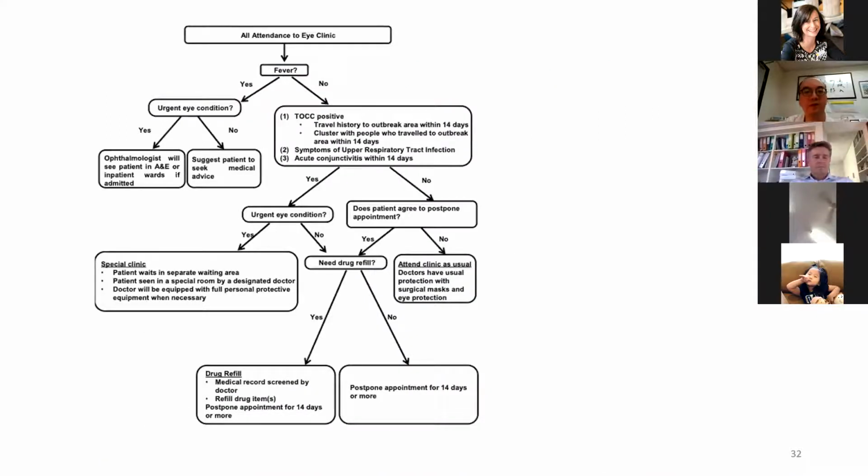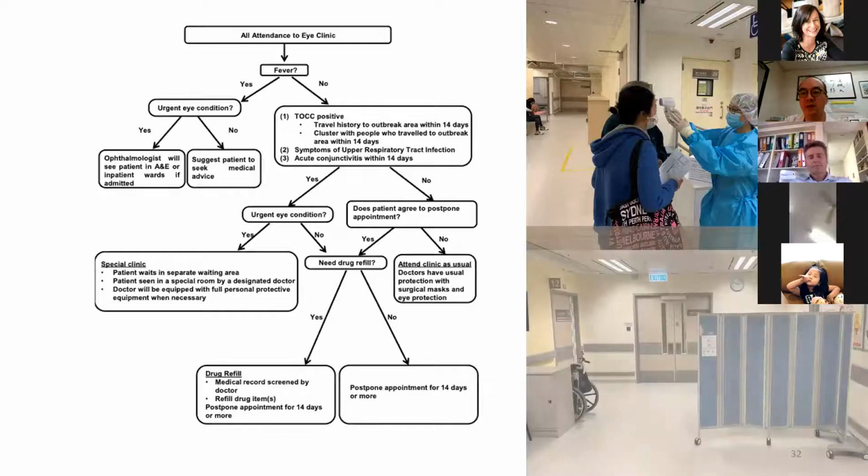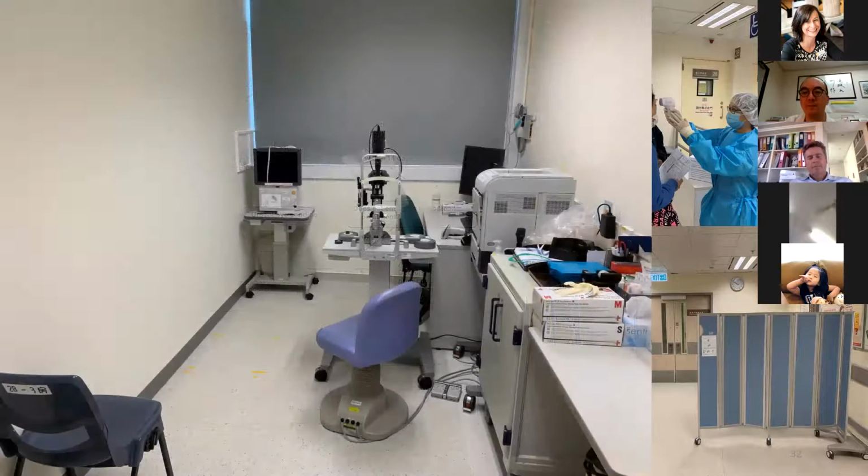This is the workflow of our triage system. At the entrance of our clinic, all patients have their temperature checked by the triage nurses. If positive, they will be asked to attend the casualty department for management. Then we screen for FTOCC. If positive and their eye condition is urgent, they will wait in a separate waiting area and have their visual acuity and examination done in a designated room. If the condition is not urgent or FTOCC screening is negative, they will be offered drug review and rescheduling. And if they refuse, cases will be seen under standard precautions.